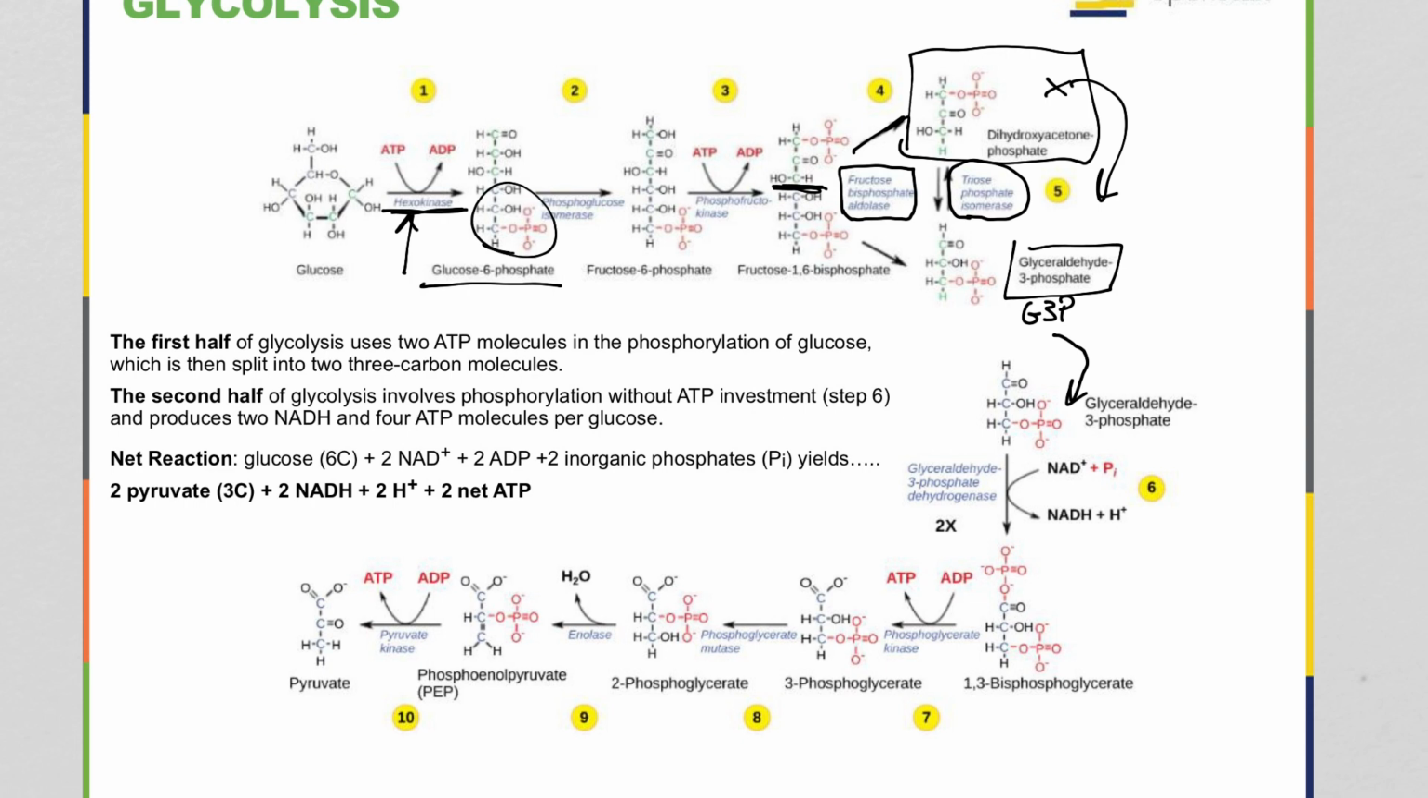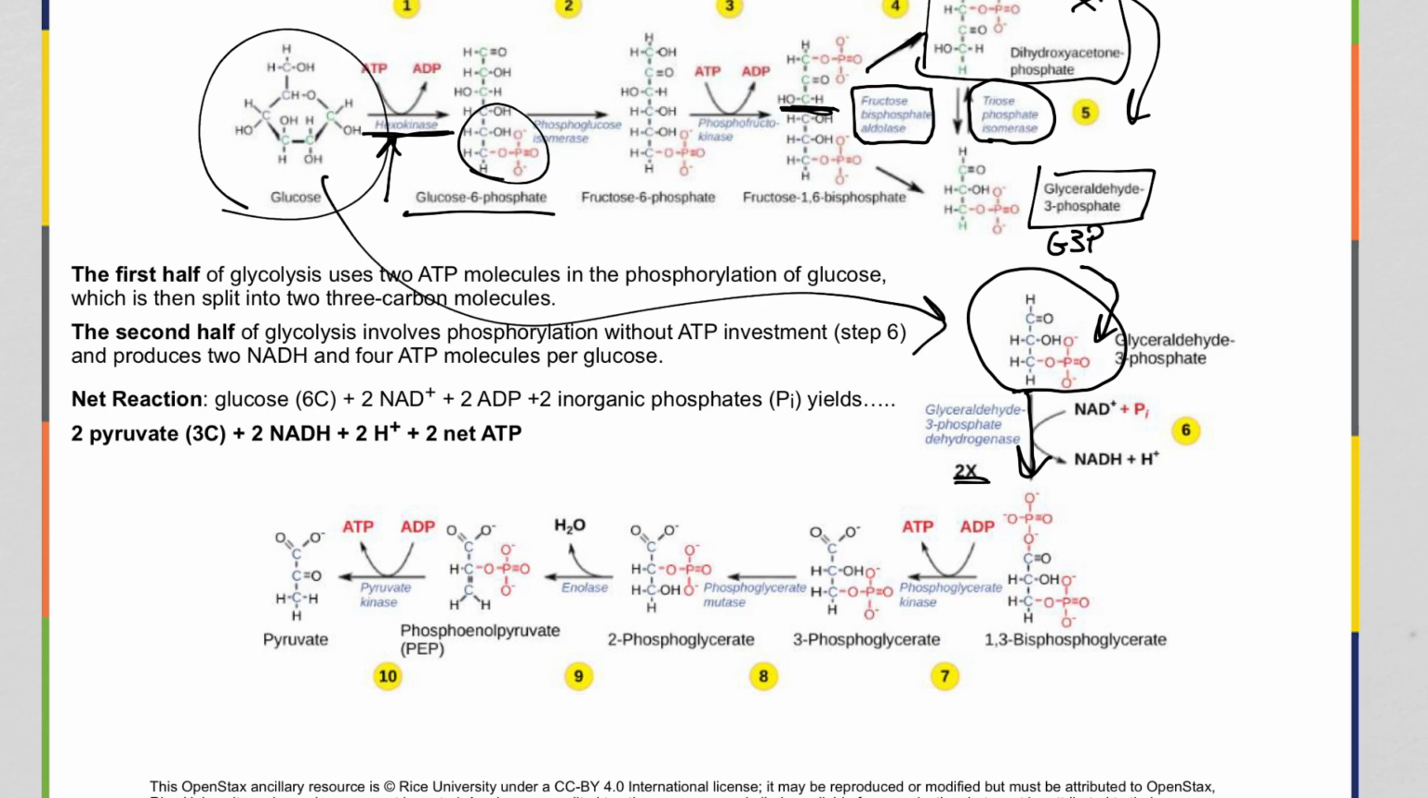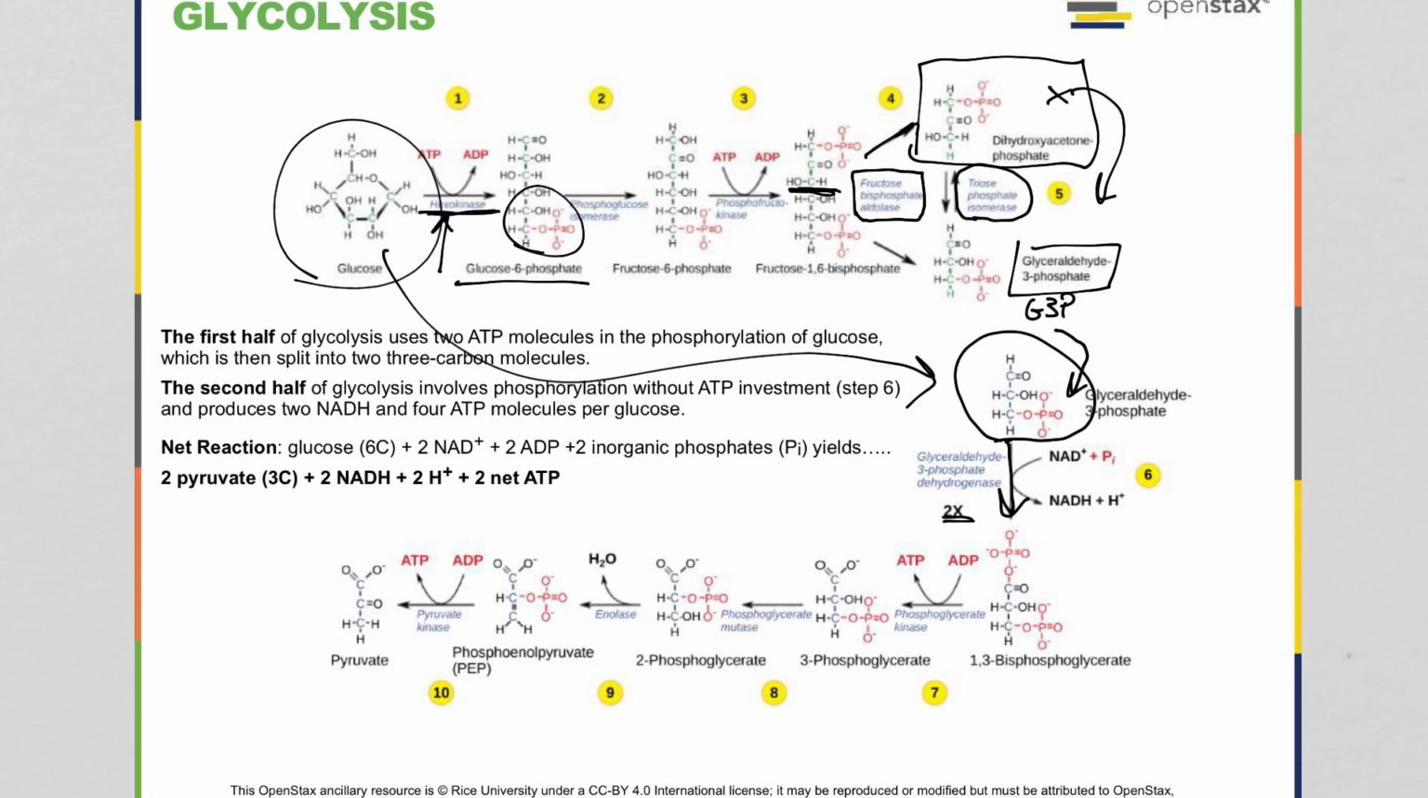Just to be clear, to make the drawing simpler, we're showing one G3P molecule entering the second half, but the 2x is telling you that for every 1 glucose you started with, there would be 2 of these molecules, because we split the 6-carbon molecule into two 3-carbon pieces. And now we're entering the payoff phase. Up here, we invested a couple of ATP to get the reaction going. Now we're going to get it back out.